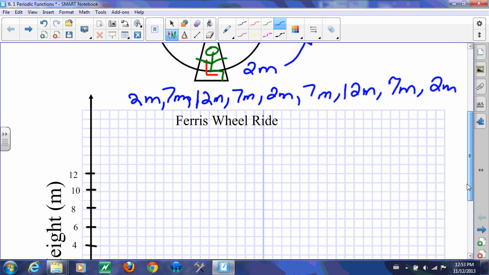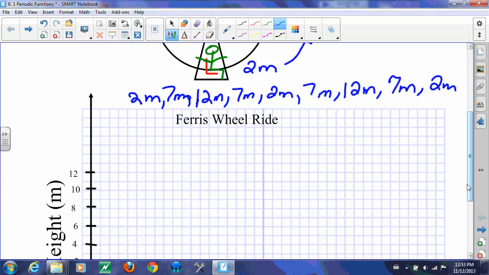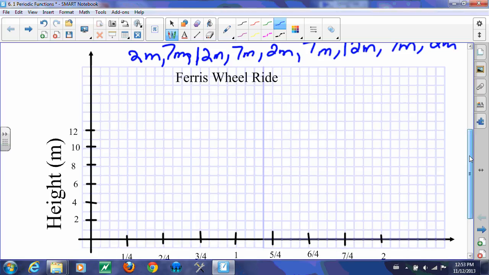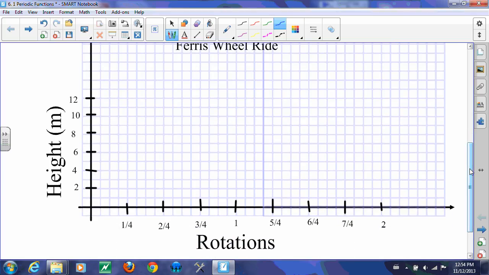What we're going to do is realize that there are some repeating values, which shows some patterning. If I graph this data, I've got rotation: a quarter of the way around, this is half, which means I'm at the top. When I'm 1 rotation down, I'm back at the bottom. When I'm at 6/4, I'm back at my top on the second time. And when I've completed 2 complete rotations, I'm at the bottom, because that's where you get off.